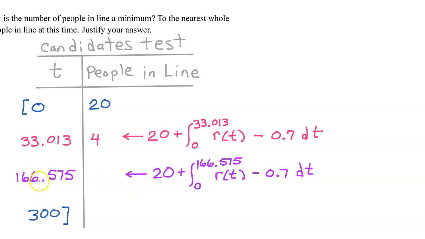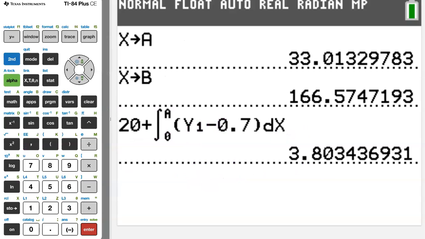Similarly, the number of people in line at 166.575 seconds will be given by this expression. Just remember that 166.575 is the value b. So back to the calculator.